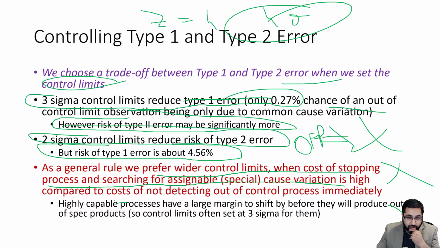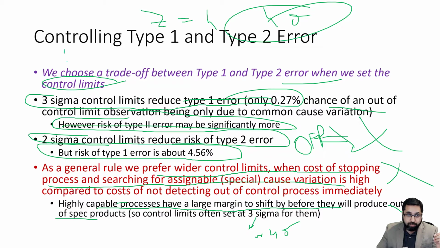Okay. Highly capable processes have a large margin of safety before they will produce defects, and so control limits are often set at 3 sigma or sometimes 4 sigma for highly capable processes. Because if your capability is high, there's a long distance between the process output and the upper and lower spec.